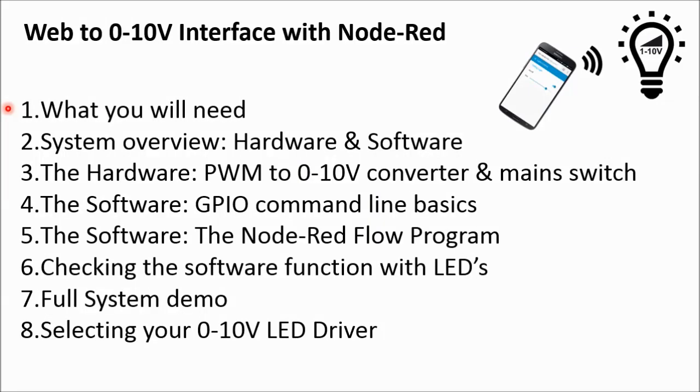I'll first explain what you will need for this project. Then I will provide a system overview of the hardware and the software. Then we'll go into detail for the hardware, the PWM to 0 to 10 volt converter and the main switch. And for the software I will first explain about the GPIO command line basics. Then we'll dive into the Node-RED flow program. When we have uploaded the software in the Raspberry Pi, we'll first check the software function just with some LEDs. And then we'll put the system together and do a full system demo. At last I will explain a bit about selecting your 0 to 10 volt dimmable LED driver.